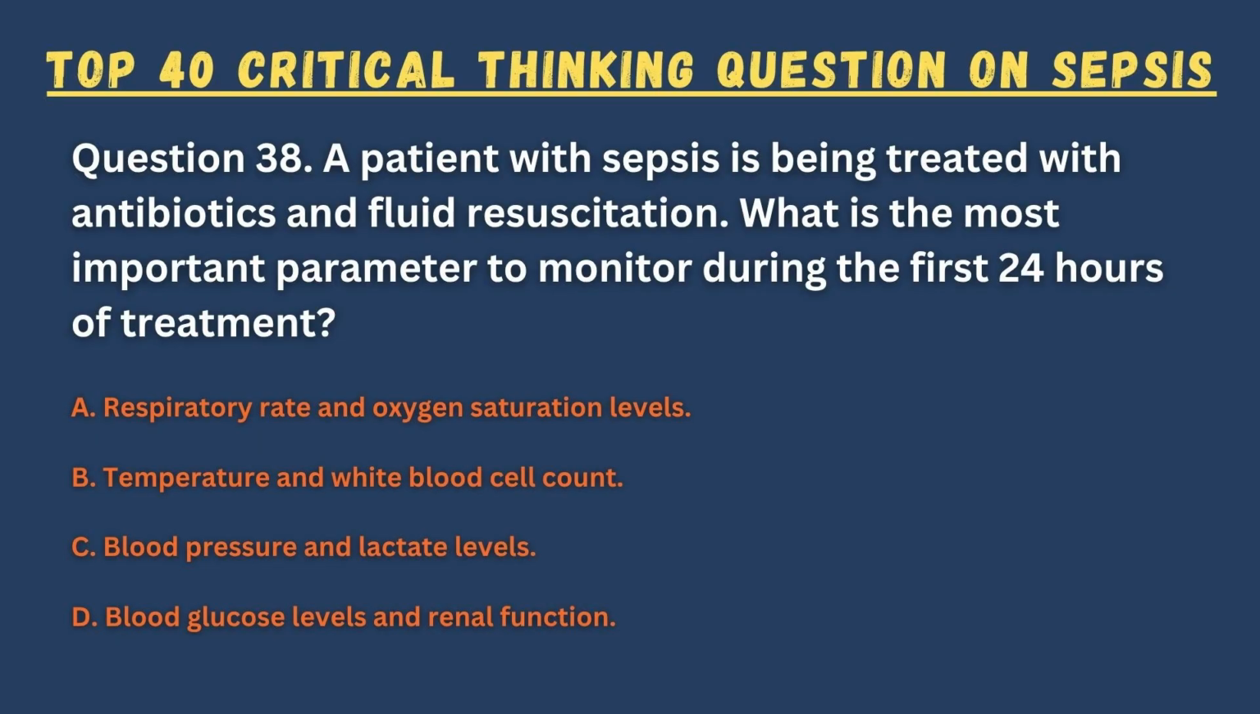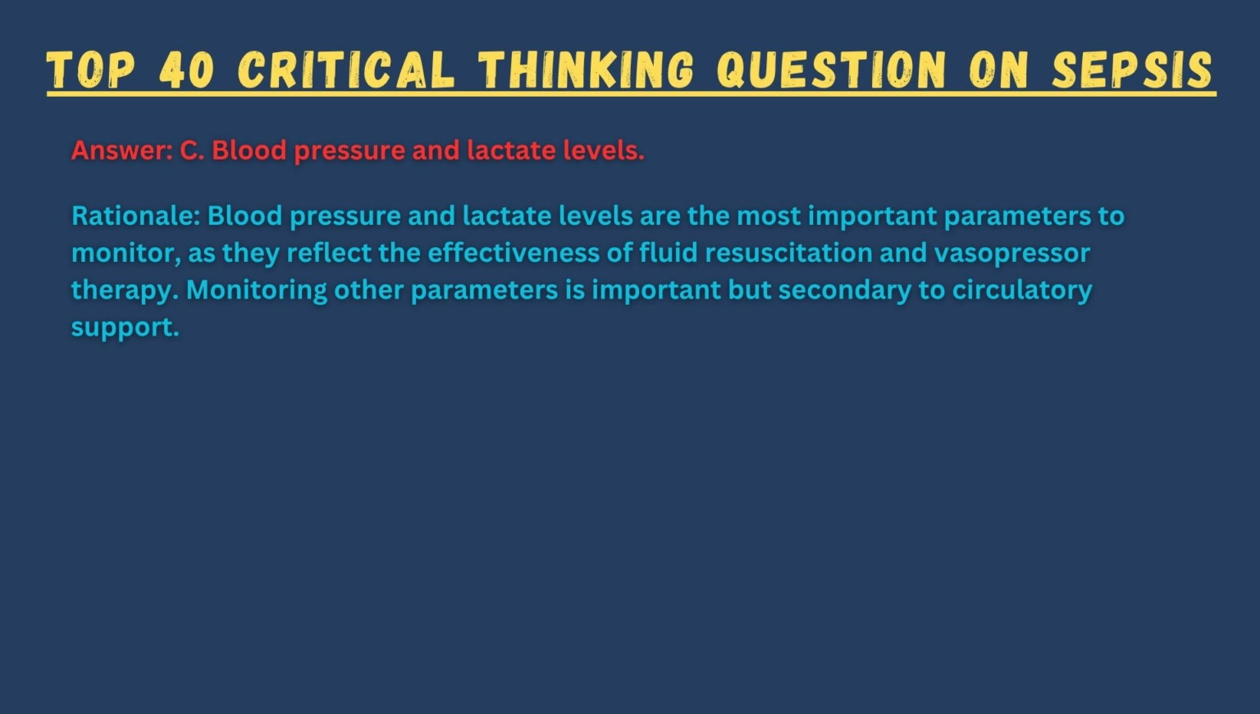Question 38. A patient with sepsis is being treated with antibiotics and fluid resuscitation. What is the most important parameter to monitor during the first 24 hours of treatment? A. Respiratory rate and oxygen saturation levels. B. Temperature and white blood cell count. C. Blood pressure and lactate levels. D. Blood glucose levels and renal function. Answer. C. Blood pressure and lactate levels.